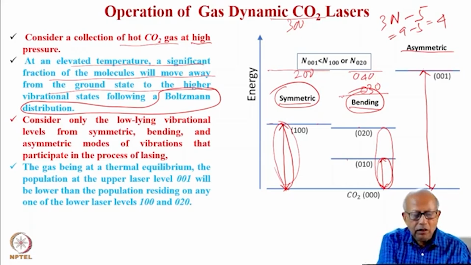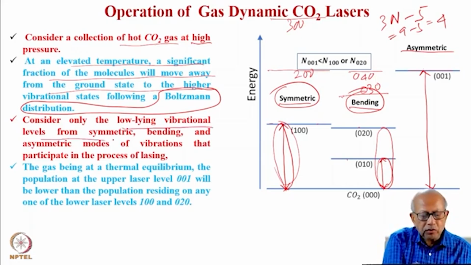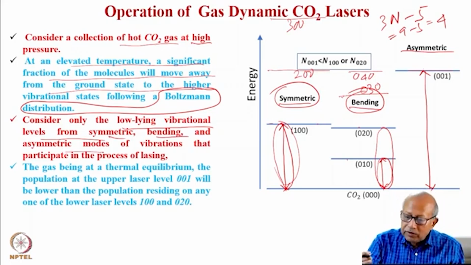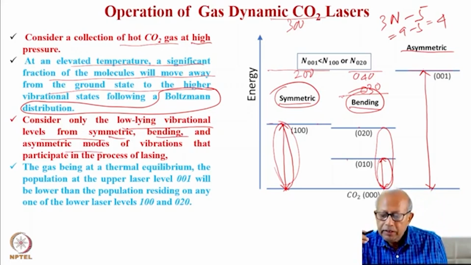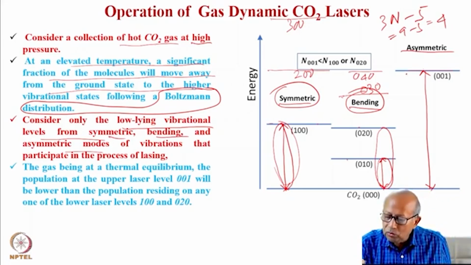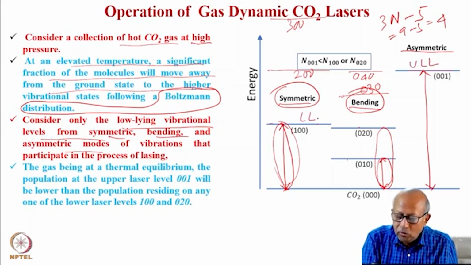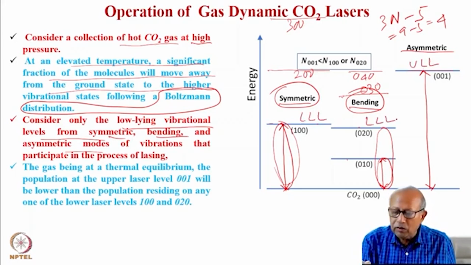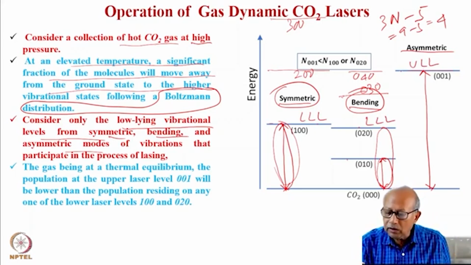Now we consider, as I said, only the low lying vibrational levels from the symmetric, bending and asymmetric modes of vibration that participate in the process of lasing. You know that you have already studied the carbon dioxide laser. You know that there are two transitions possible. This is the upper laser level and these are the lower laser levels. This as well as this both can serve the role of lower laser level. The transition between this and this gives rise to lasing at 10.6 micron, and the transition between this and this gives rise to lasing at 9.6 micron.